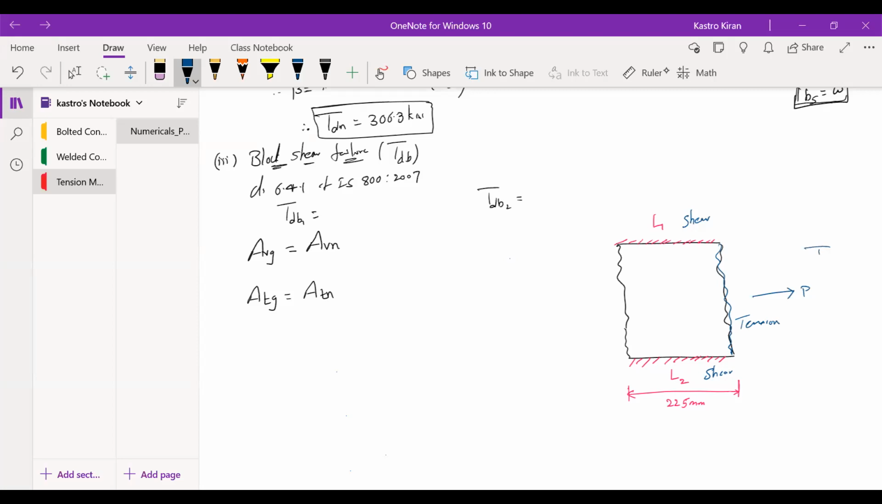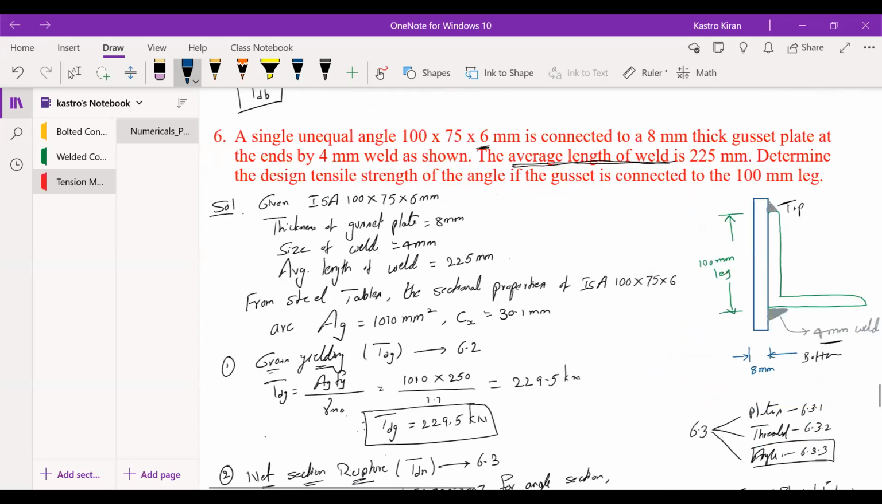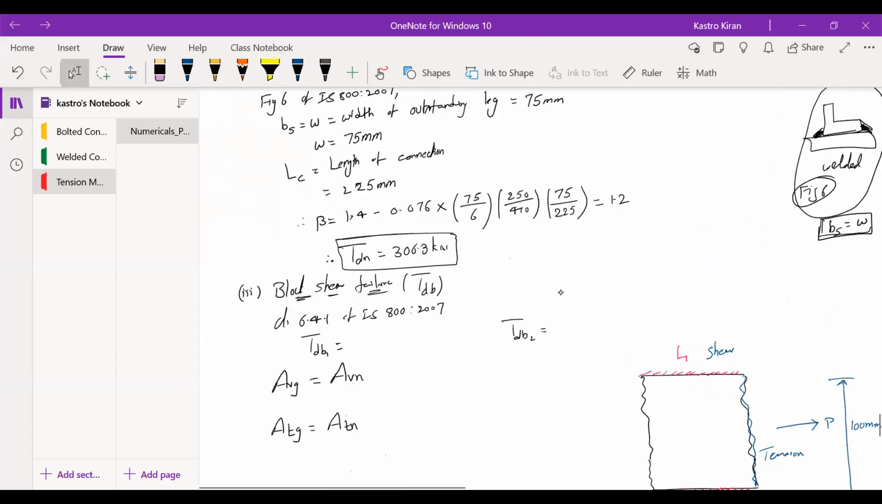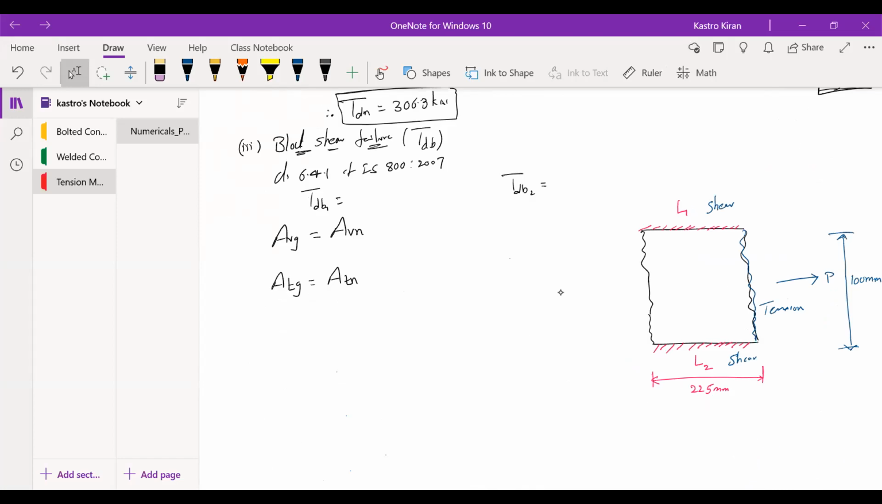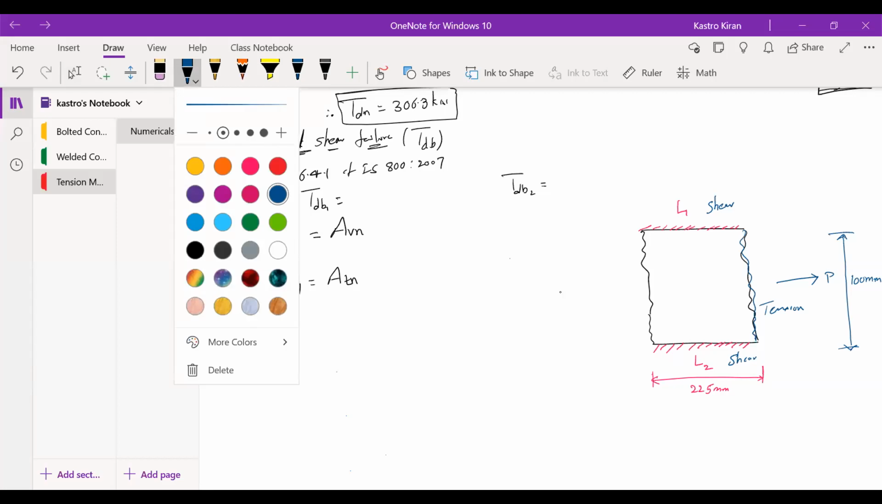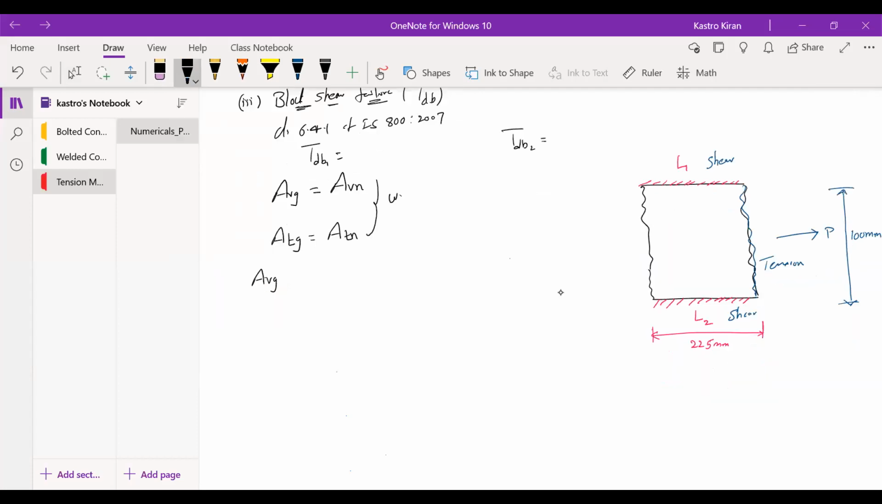And you know the height of the angle section, the leg which is connected, is 100 mm. I'm just drawing this diagram of the angle section in this way to make you understand what the shear planes and the tension planes are, right? Now it will be clear for all of you to solve the gross area in shear. Now let's find out initially the gross area in shear, AVG. This is applicable for welded connections only. Remember that. Don't apply the same concept in bolted connections.